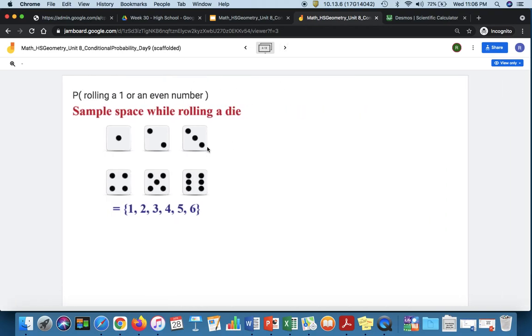So let's take a look at another sample here. Rolling a 1 or an even number. Well, the probability of rolling a 1 is going to be 1 out of 6. The probability of rolling an even number is 3 out of 6, right? And if I circle them, I have 1, 2, 4, 6. I got those 4 options. This gives me 4 out of 6.